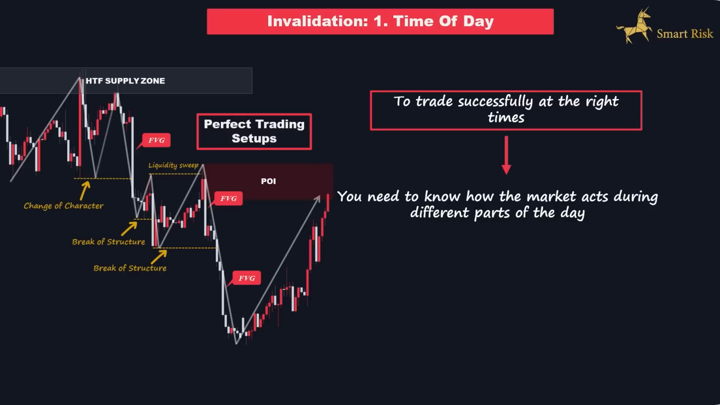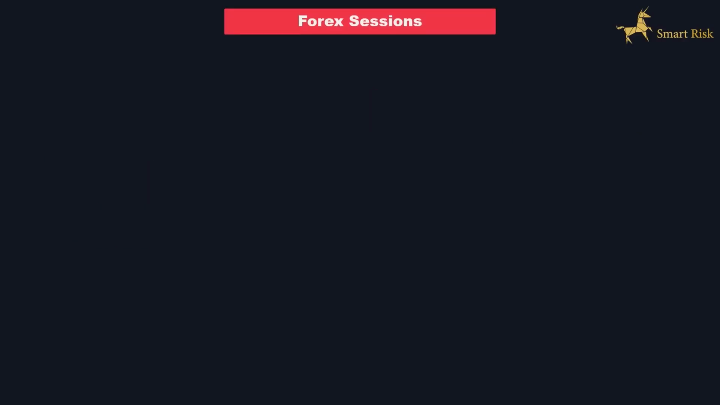Before we delve into the next factor that can invalidate a trade, let's take a moment to explore these trading sessions and their behaviors. The Forex market operates 24 hours a day, 5 days a week, and is divided into different trading sessions based on major financial centers around the world. Each trading session has unique characteristics, and price behavior can vary during these sessions. There are 4 main trading sessions.